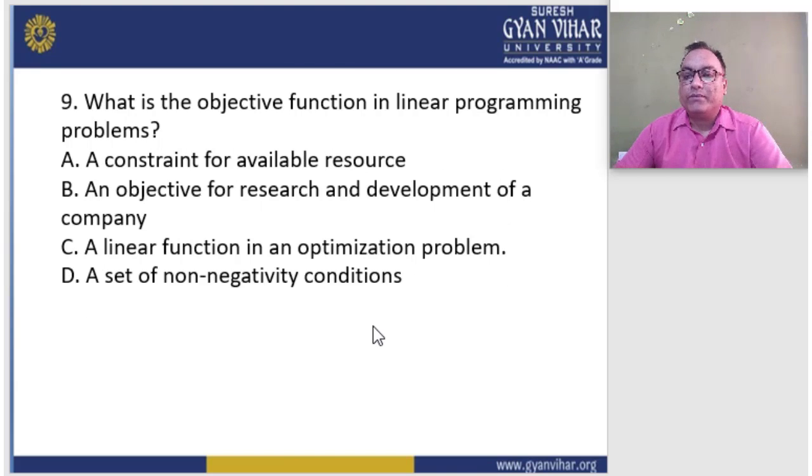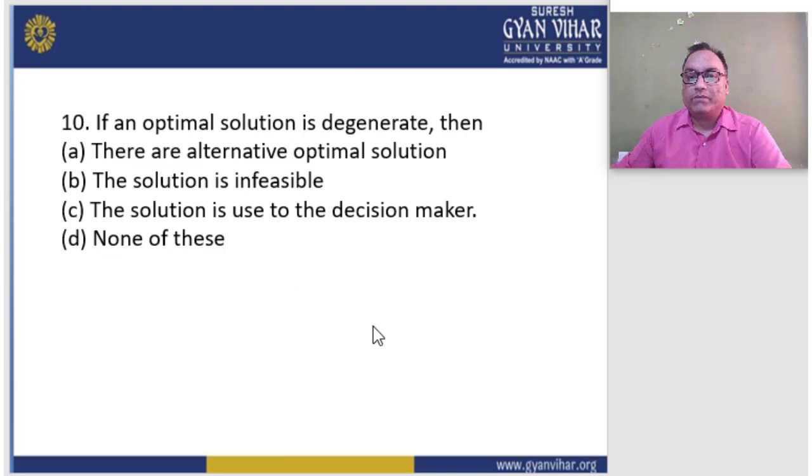And 9. What is the objective function of linear programming problems? 4 options are given: a constraint for available resources. For B option, an objective for research and development of a company, a linear function in an optimization problem, a set of non-negative conditions, right? So the C is the correct answer for this question. And then move to question number 10.